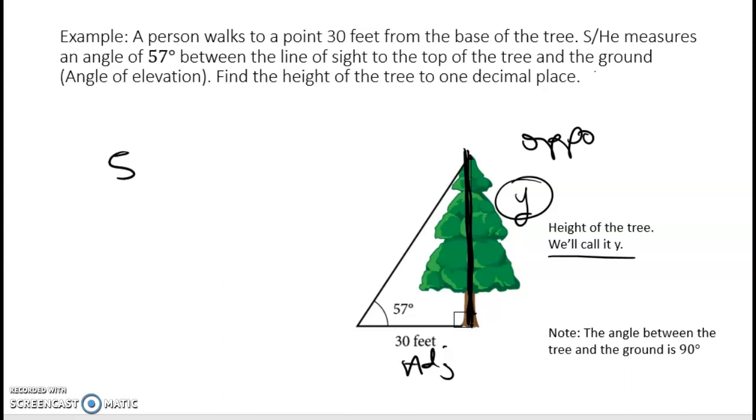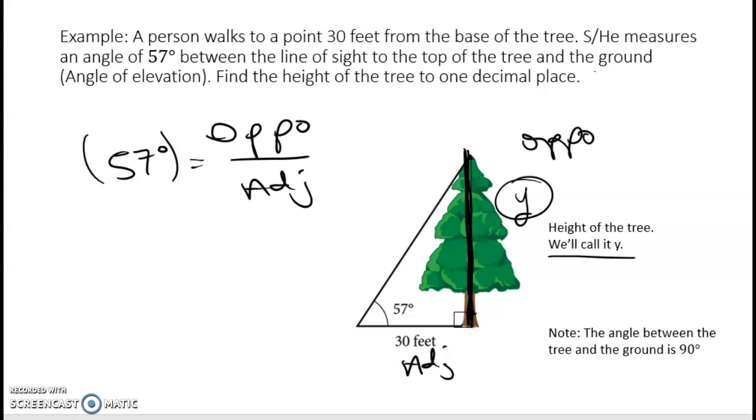So we'll say blank of 57 degrees is equal to opposite over adjacent. Now this would be tangent. Now if you had done adjacent over opposite, that would be cotangent. That is not a function on your calculator. You have to do a couple more steps, so this is a little bit easier to work with. Try to use sine, cosine, or tangent on your calculator when you can.